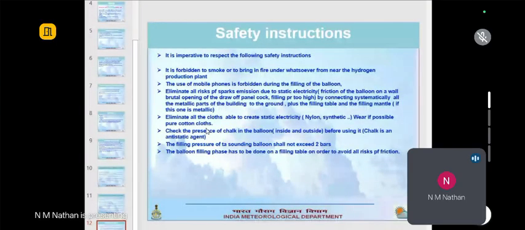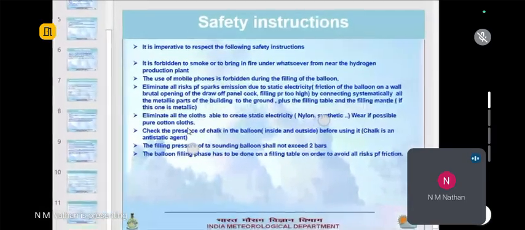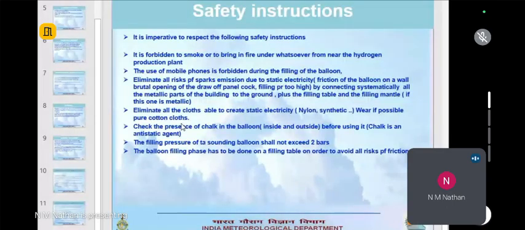Filling pressure of the sounding balloon shall not exceed 2 bars. So you have to slowly inflate the balloon. You have to take at least 20 to 30 minutes for filling up the balloon, so that the balloon will expand slowly and uniformly.